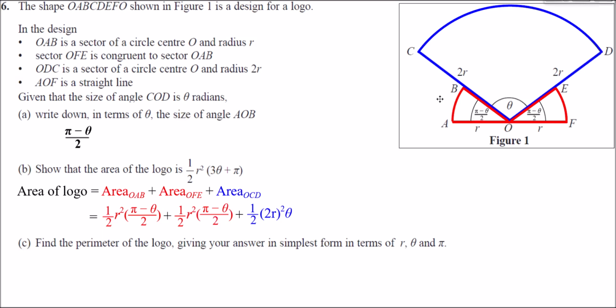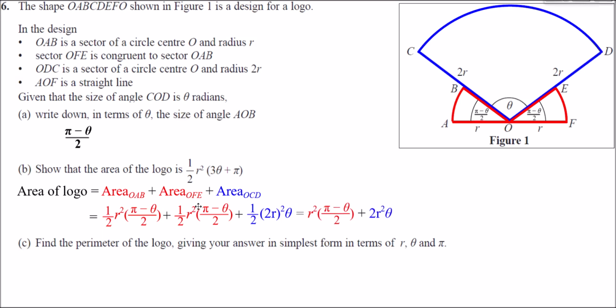Half times radius squared times angle at the middle. And for this one here, half times radius squared, because this radius is 2r, that means half times 2r all squared multiplied by the angle at the middle, which is just simply theta. So if we take this and try and make it slightly simpler, because this doesn't look very simple at the minute, I've got a half r squared something plus another half r squared something. A half r squared plus another half r squared will become a full r squared. So I can simplify this into r squared brackets pi minus theta over 2 plus a half 2r all squared theta. In fact, I can go one step further and simplify it into this.